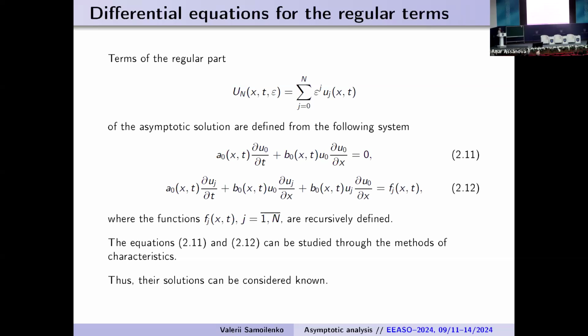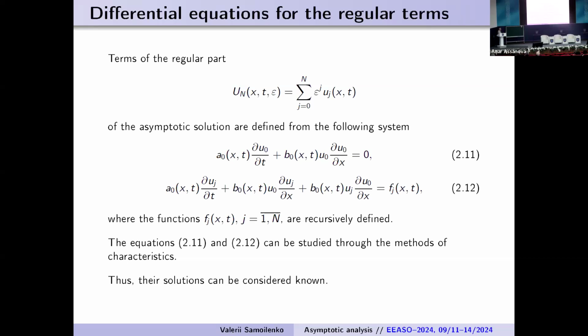If we want to consider a particular case of coefficients a and b, for example, when this coefficient can be factorized, or represented as a product of a function of x and a function of t independently, then in this case we can easily obtain an exact solution of equation number 11 and equation number 12. It is the first remark.